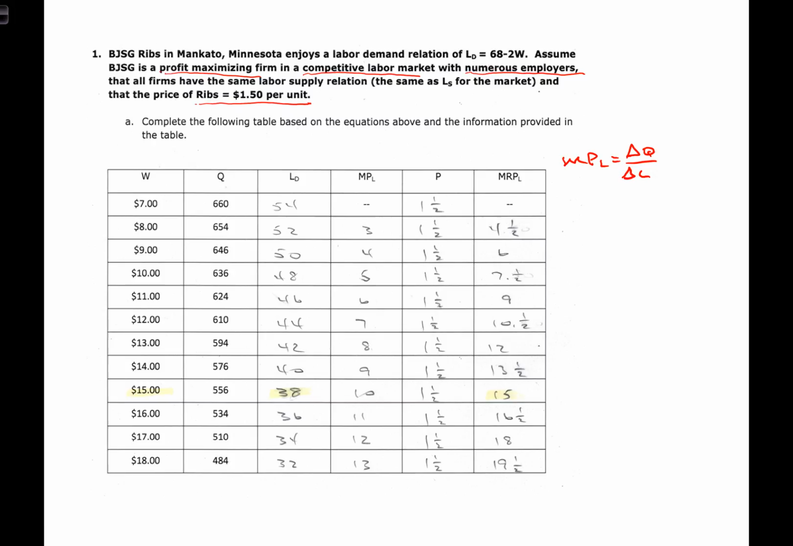Then we've given you the price of the output good at 1.5, so ribs are 1.5, and since it's a competitive market, we use the same 1.5 all the way down. And then finally, the marginal revenue product of labor, which you'll recall is marginal product of labor times the price. So 3 times 1.5 is 4.5. 4 times 1.5 is 6. 13 times 1.5 is 19.5. So this is the way that this table should have looked.